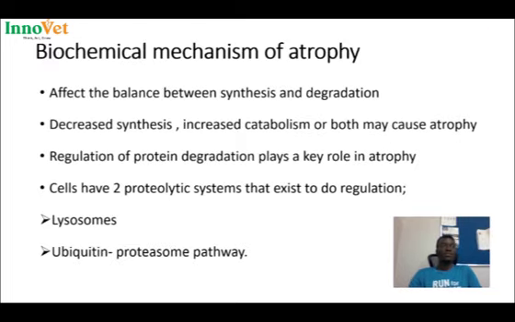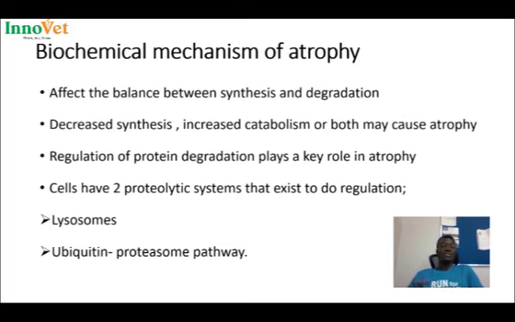So, what is the biochemical mechanism of atrophy? How does it come about? We know very well that it affects the balance between the synthesis and degradation of the proteins within the cells. So decreased synthesis and increased catabolism, or both, may cause atrophy. In so doing, the body has a mechanism of regulating protein degradation because it is a primary cause and it plays a role in the atrophy.